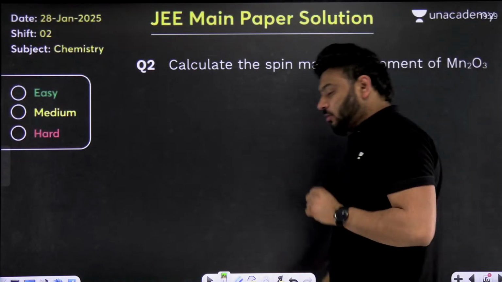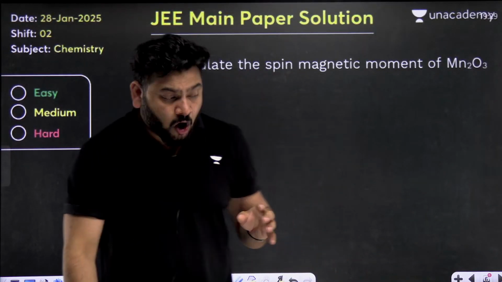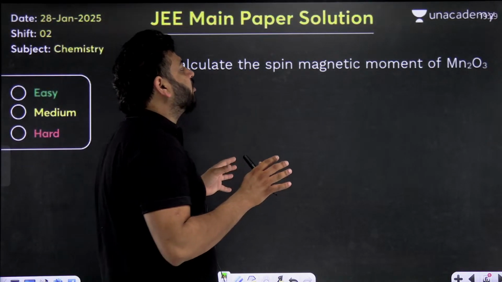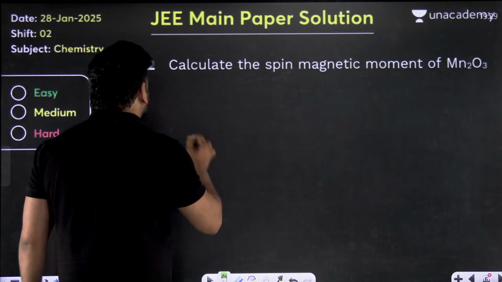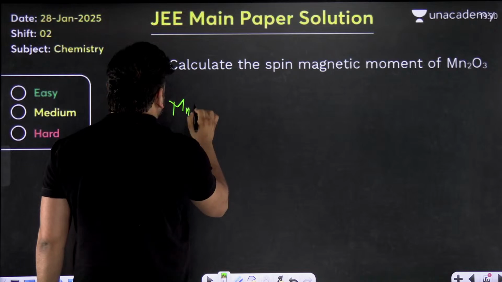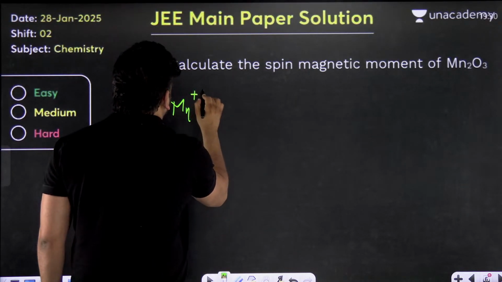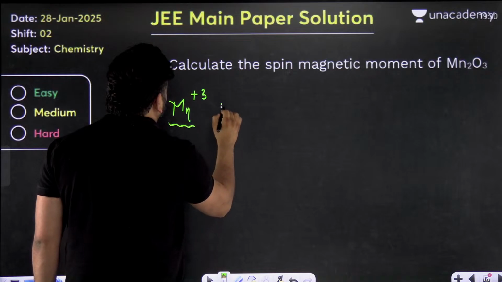Now coming to the second question here. Hopefully the question is pretty much visible to all of you. Calculate the spin only magnetic moment for Mn2O3. What we need to know here is the oxidation state of manganese. In Mn2O3, manganese is definitely in +3.